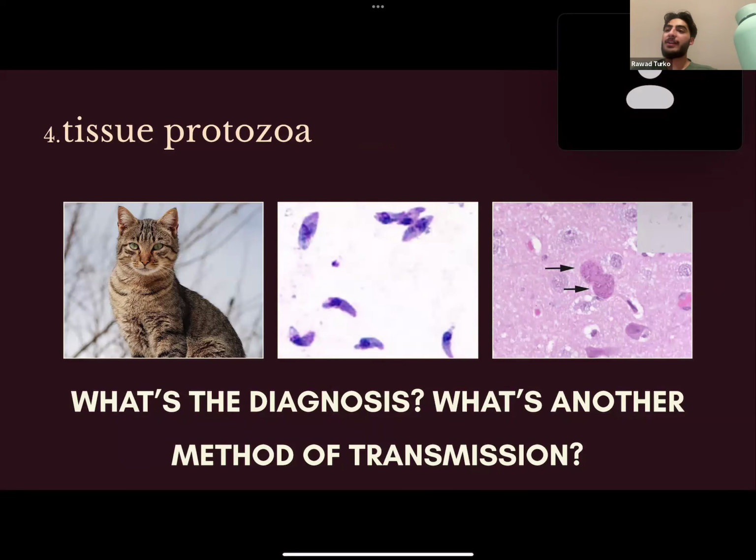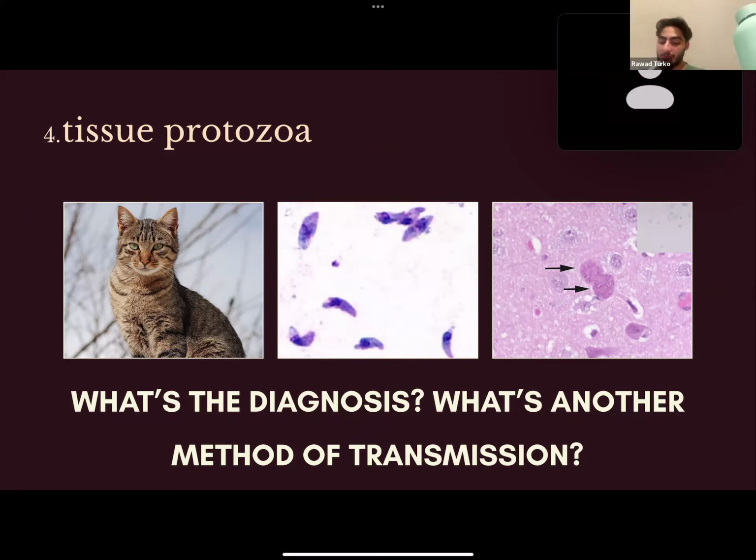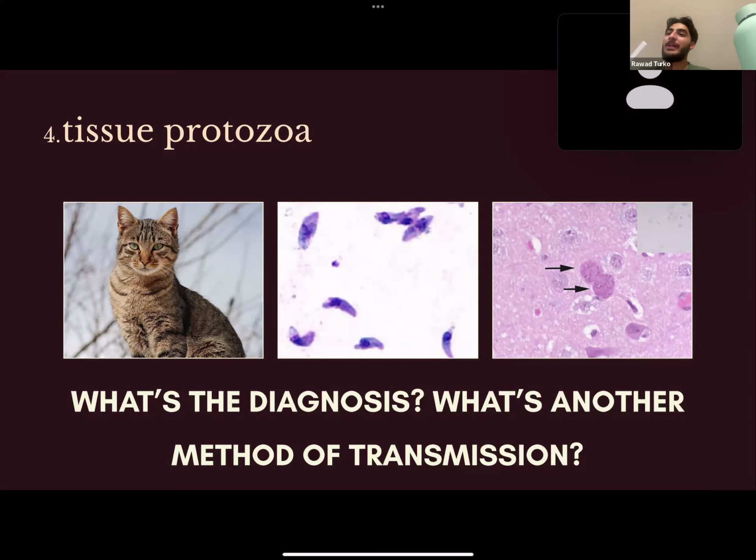What's the diagnosis? Who can tell me? Toxoplasma. Now somebody else, give me another method of transmission. Transplacental. Okay, one more. Blood transfusion. Okay, one more. Eating the oocyst or the cyst. Exactly. So eating uncooked meats that harbor the tissue cysts of Toxoplasma gondii. And the last one, which is already here, is through cat feces. What is this stage called?